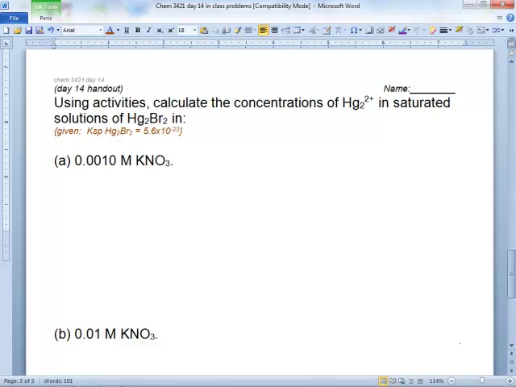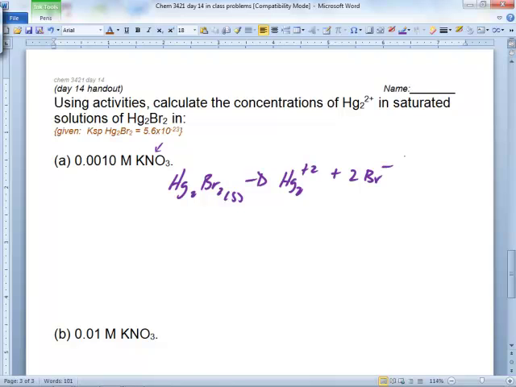We're running out of time, so let's make sure you're following. This is how you write a KSP reaction: a solid goes to its ions. Everyone agree? And then you do the ICE table, with X and 2X.